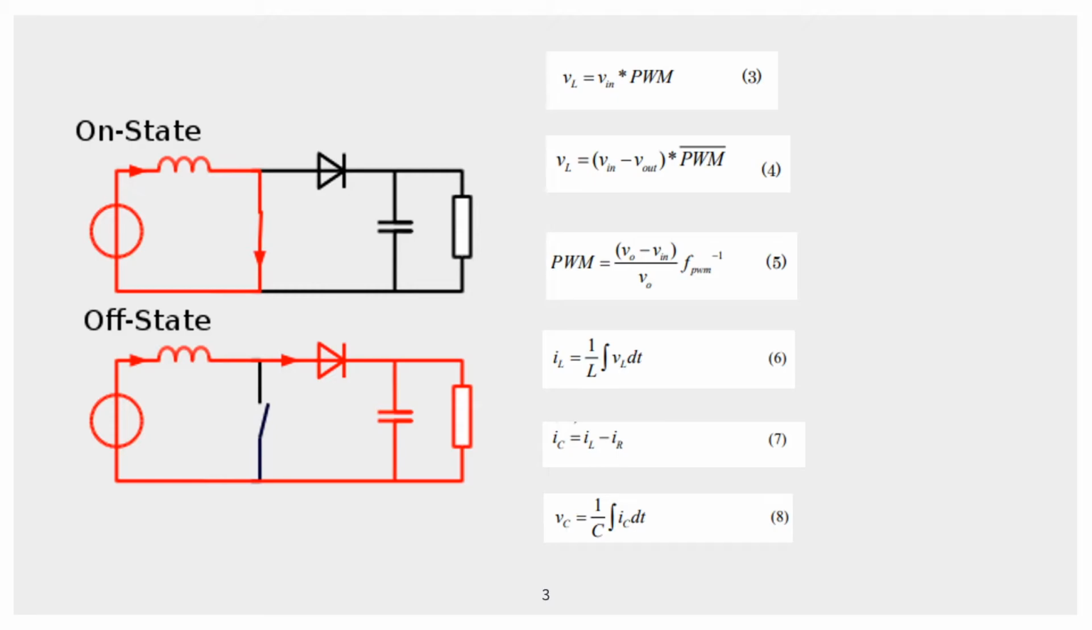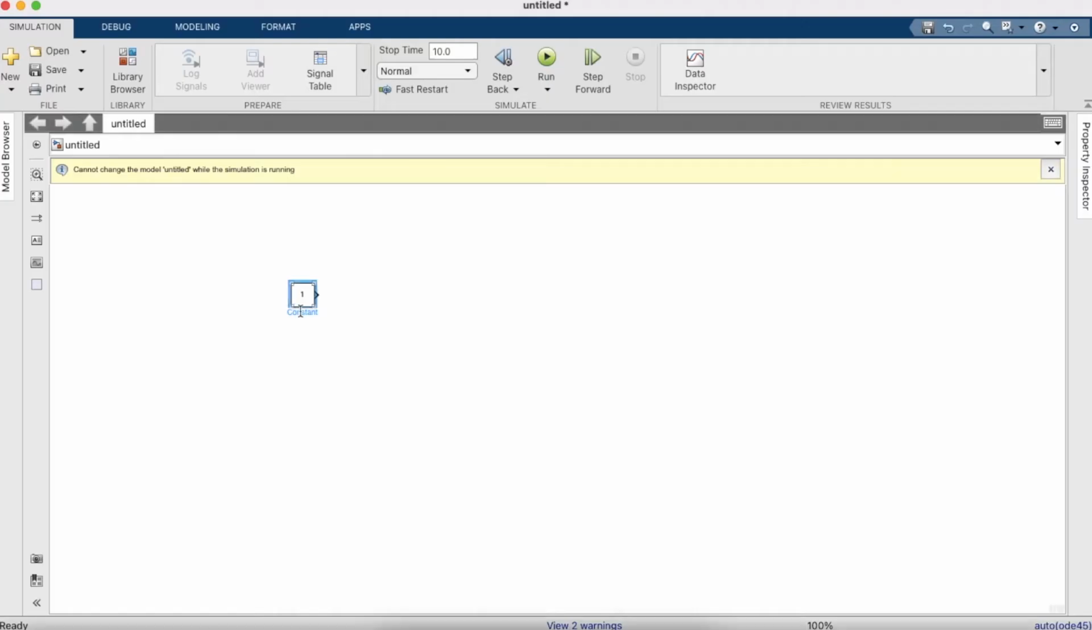So these are the six main equations that we'll be simulating, and now we'll go to the Simulink model. We'll take a constant block and name it input voltage, and it will be 12 volts. We'll need another constant block, and we'll name this inductor value.